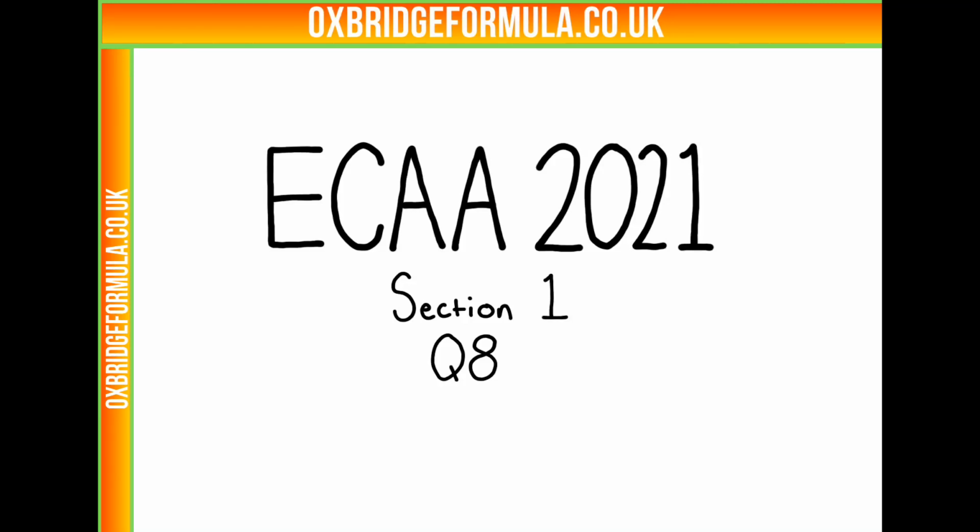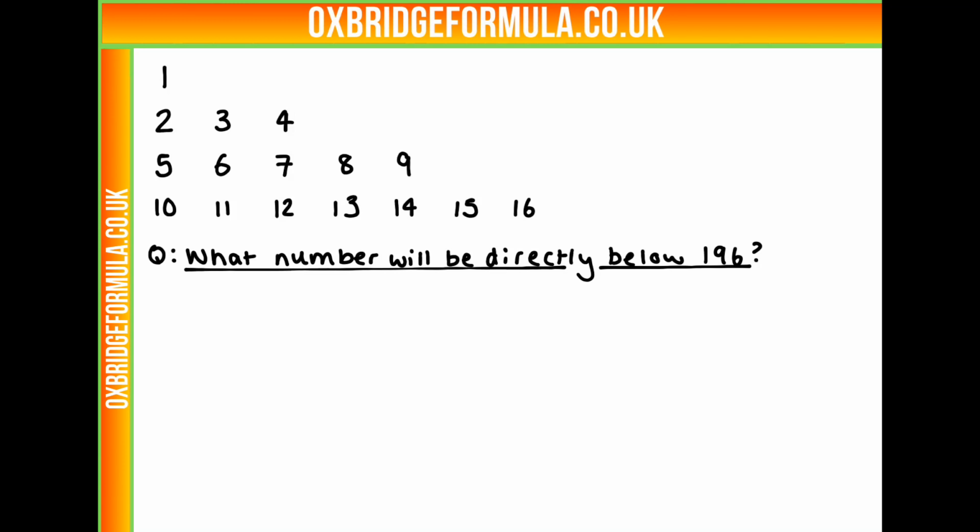This is ECAA 2021, Section 1, Question 8. So here we have a pattern of numbers. I'm not going to read them all out. We're asked to see if we can calculate what number will be directly below 196 in this pattern of numbers if it was to continue.